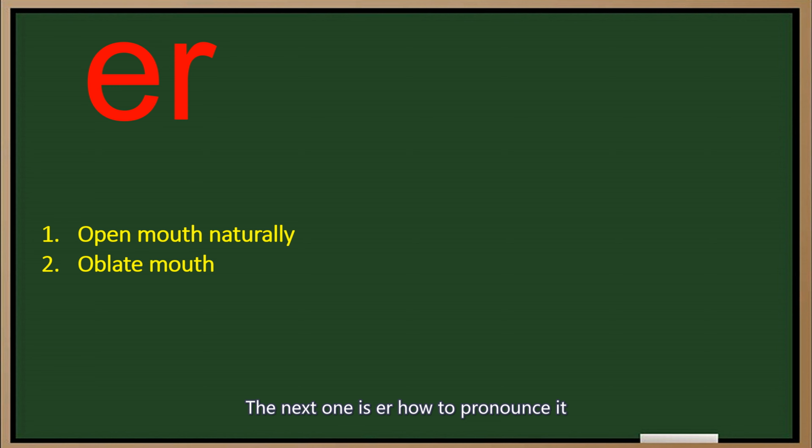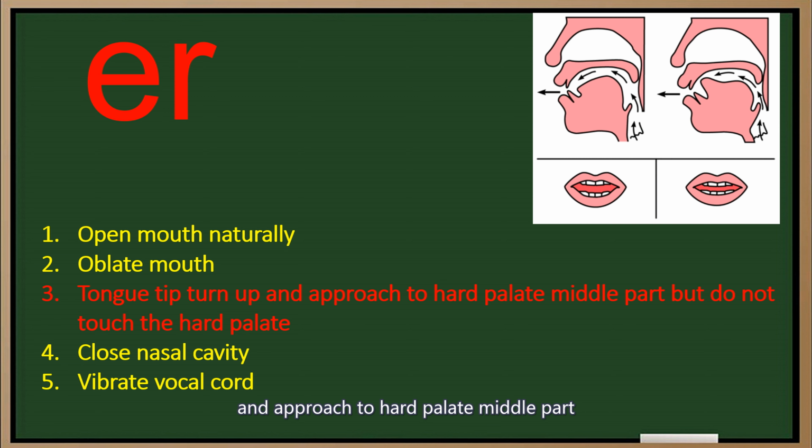How to pronounce it? First, open mouth naturally. The unrounded mouth. You can see this picture. The main point. Put your tongue tip, turn up, and approach to hard palate middle part, but do not touch the hard palate. Then close nasal cavity and vibrate vocal cord.